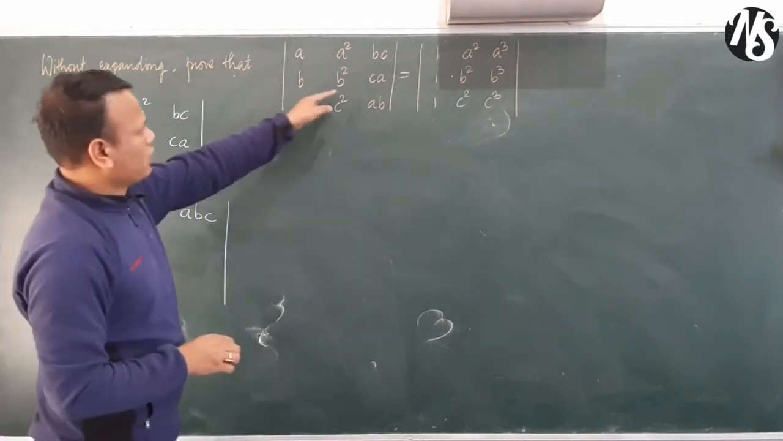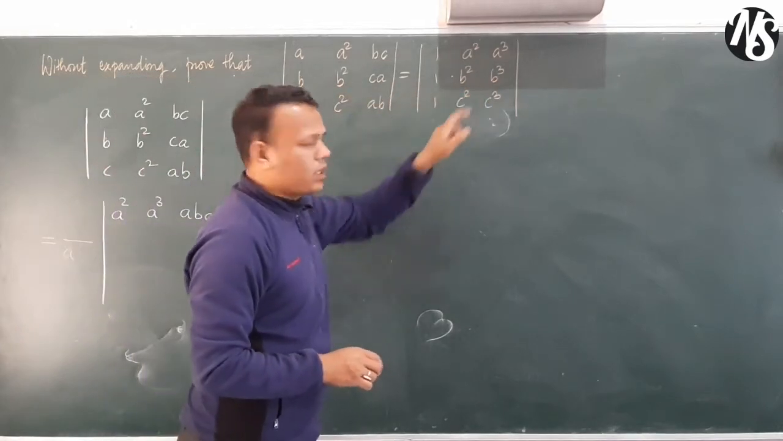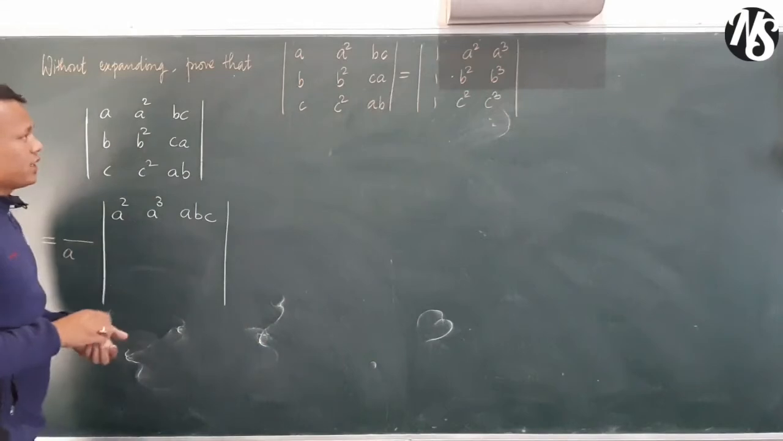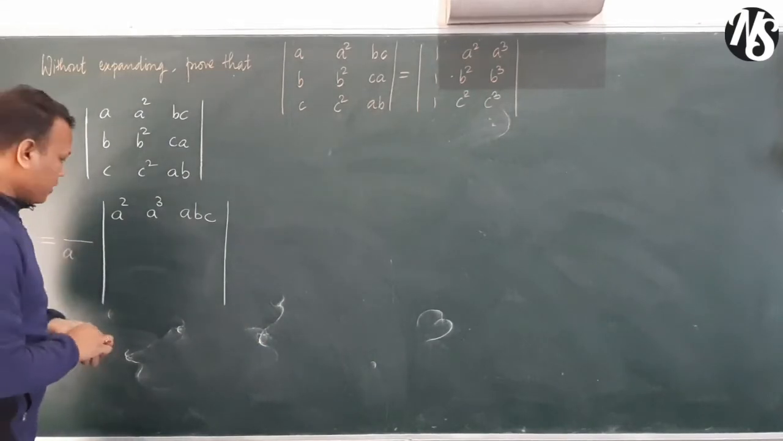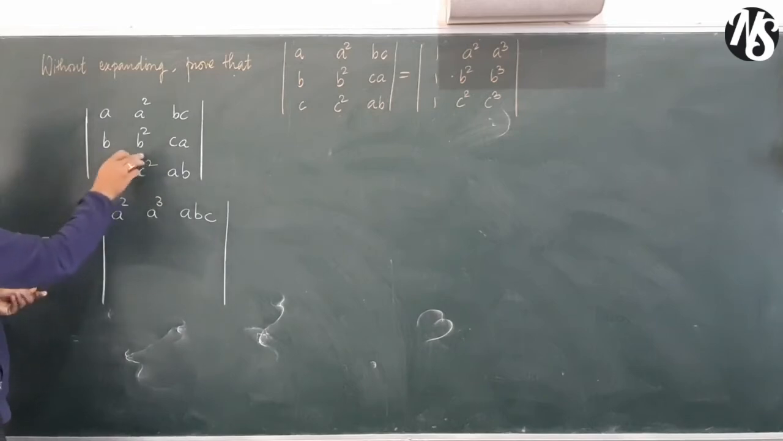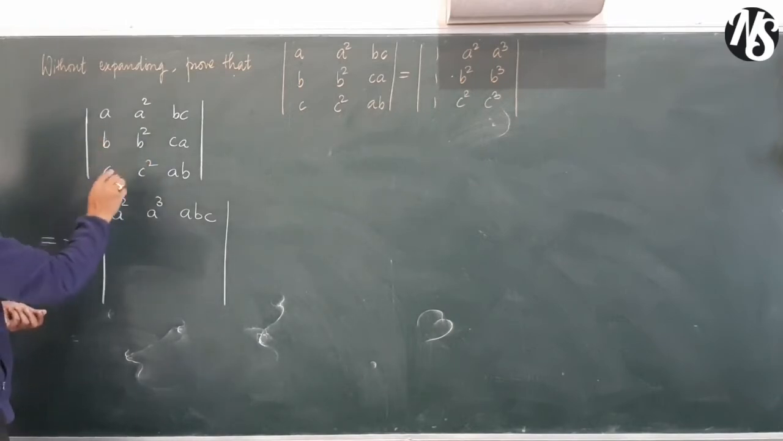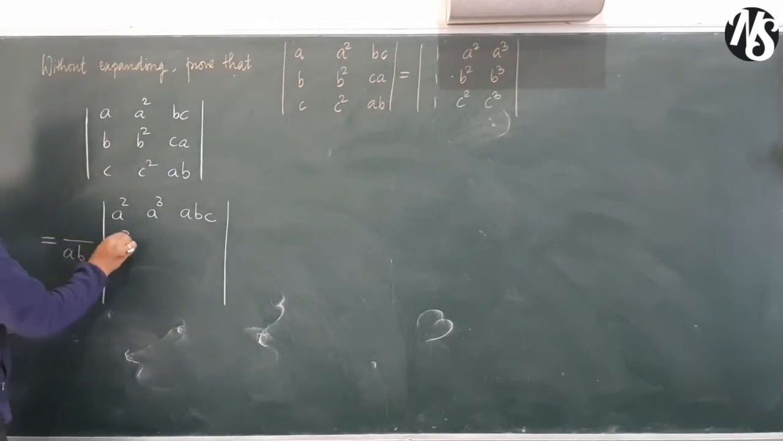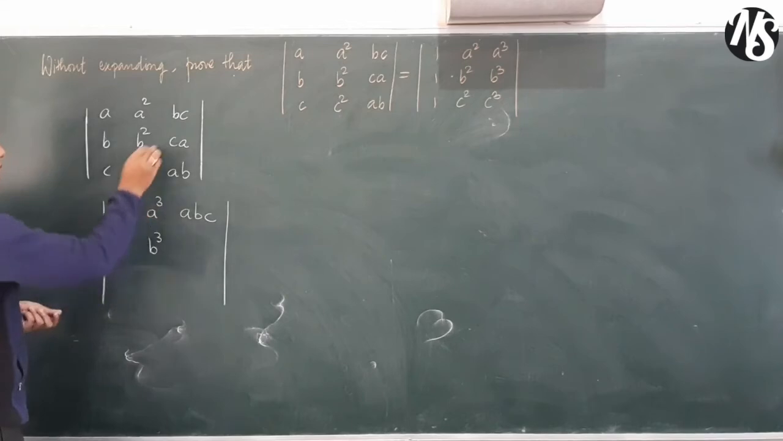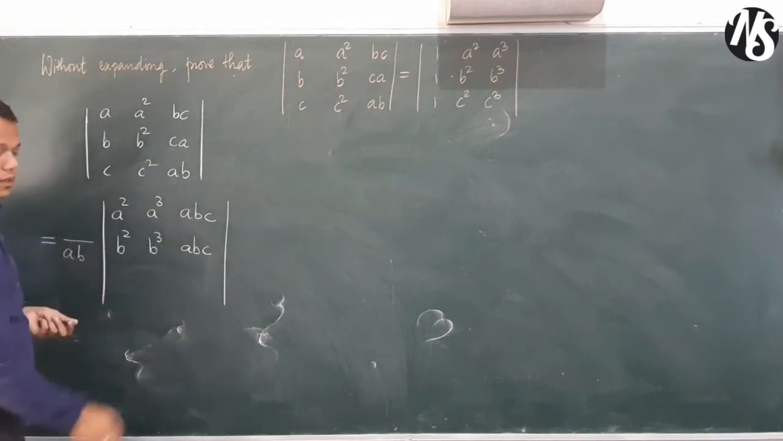Now what about the second row? In the second row we have b and b square. Here we have b square and b cube. So let's multiply the second row by b. If I multiply with b, I need to balance, no? So for that, I need to divide by b. After multiplying with b, it becomes b squared, b cube, and b into ca is abc.